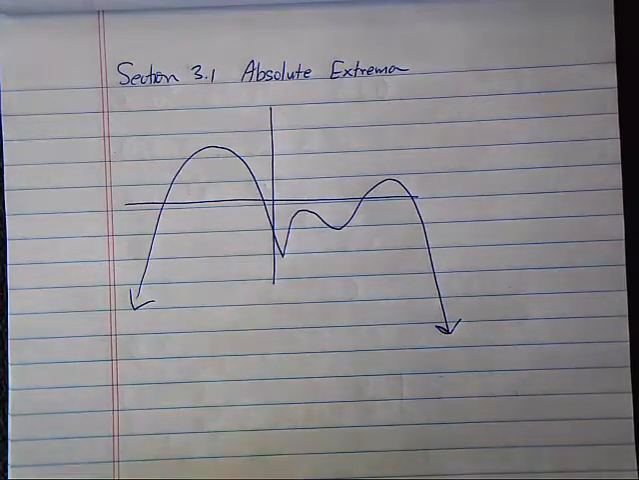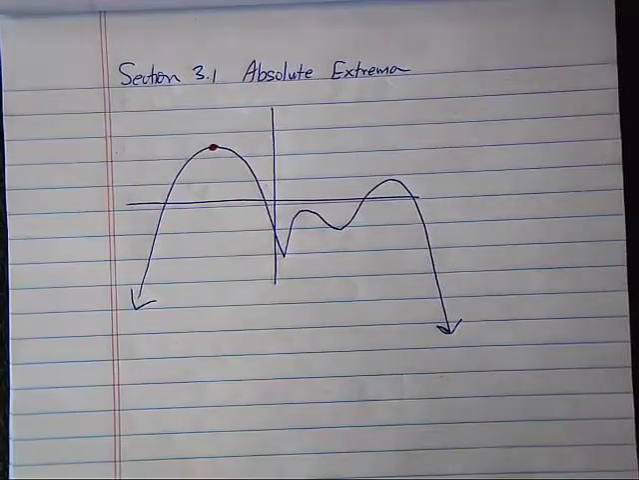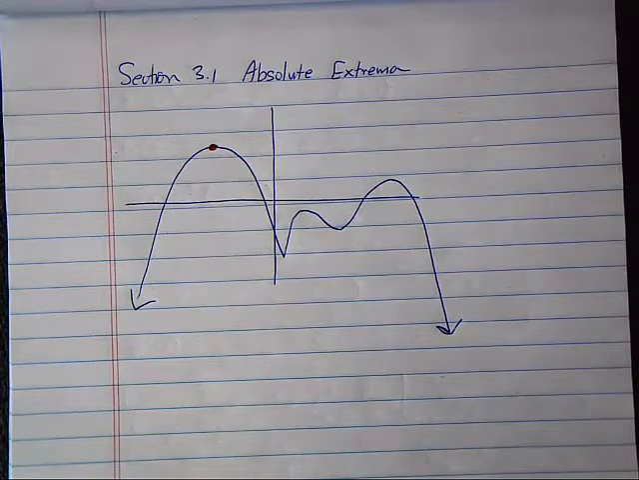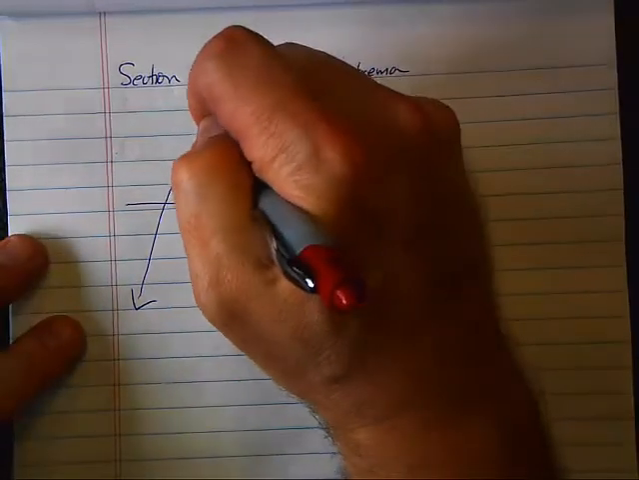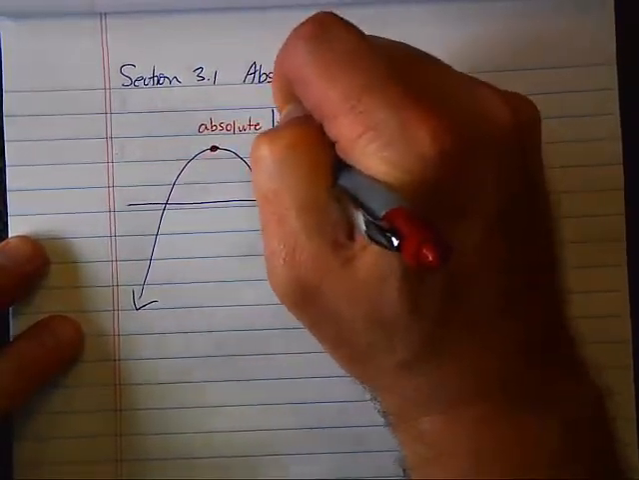That's the absolute maximum. How come? Because it's the highest point on the graph. It's the absolute highest point on the graph. This point right here we would call absolute maximum. As opposed to this point right here and that point right there. What would we call those 2 points?